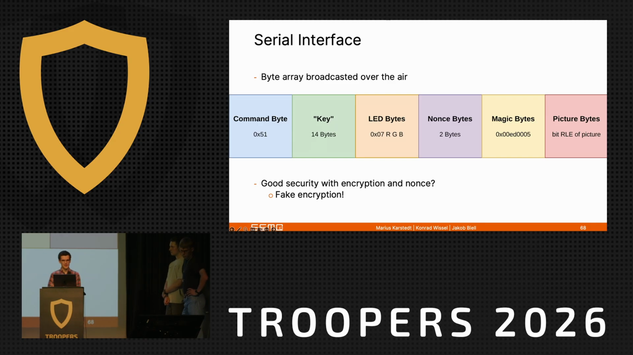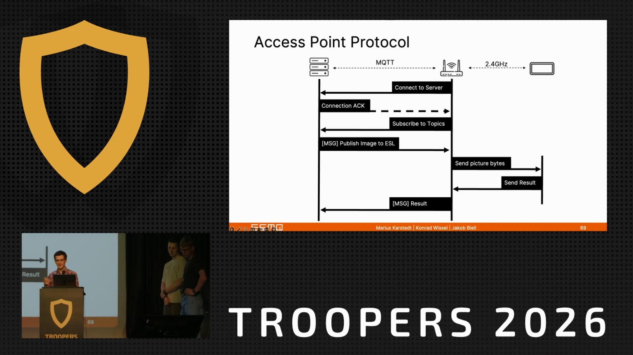It doesn't matter. And for the nonce, it also doesn't protect against replay attacks because the tag itself just remembers the last nonce being sent. So if I push the same command twice, it doesn't work. But if I send the previous command, I can just write again. So yeah, nothing helpful there. This is what an entire workflow looks like. We connect to our MQTT server with the access point. We send our message out, and the access point then sends the bytes back to the ESL, and we write whatever we want on it.